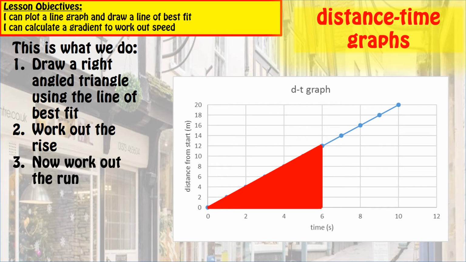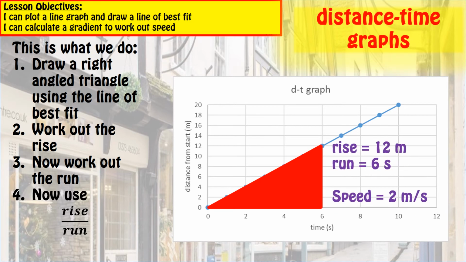So now we've got our rise as 12 metres and our run as 6 seconds. We're going to use our equation, rise divided by run, and now we just plug that into the equation. The rise is 12 metres, the run is 6 seconds, we divide them, and it calculates our speed automatically for us as 2 metres per second. Nice and easy. See, it's not as hard as it looks.